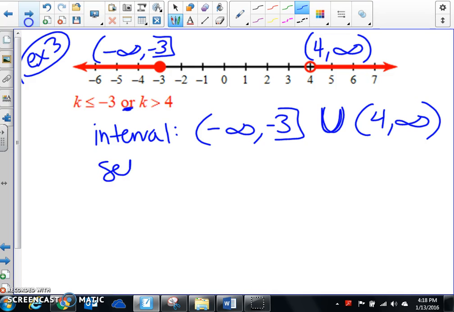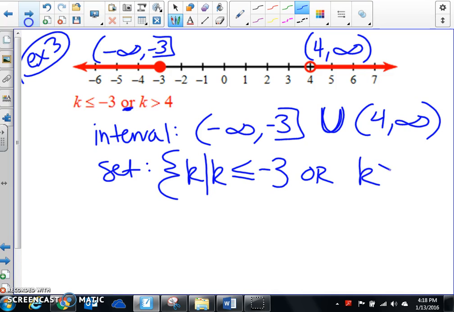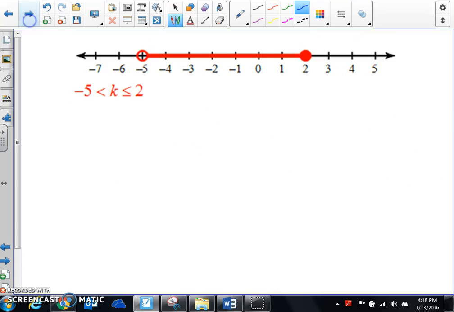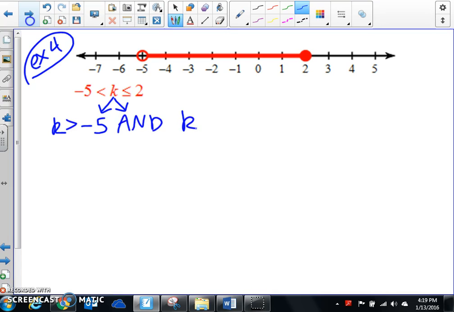My set notation is k for all k is less than or equal to -3, or k is greater than 4. And last one. Okay, the top is my graph, the second is my solution. Let's go ahead and make that solution. Let's break it up. So this would be k greater than -5, and k is less than or equal to 2. Okay, so let's start with my interval notation.